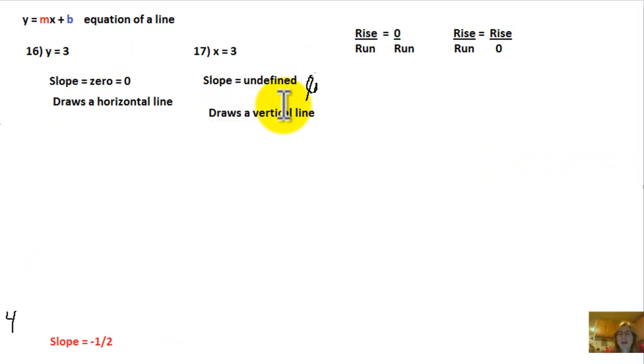And when you have a vertical line, you have a rise, you have an upward movement, but your run doesn't go anywhere. So your run is 0. When you have rise over run and it's 0 on the bottom, that is undefined, because if you remember your fraction rules, you cannot have 0 in the denominator. Whereas here, when you're drawing a horizontal line, y is equal to a certain number, you have a run, but you don't have a rise. It never goes up or down. But that's okay. You can have 0 in the numerator.